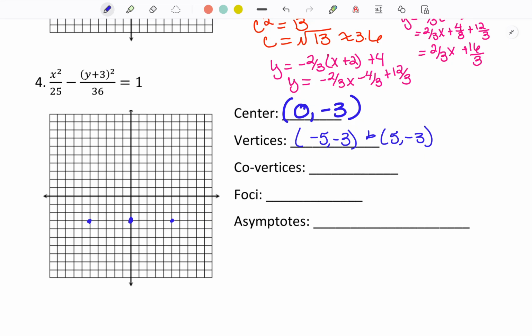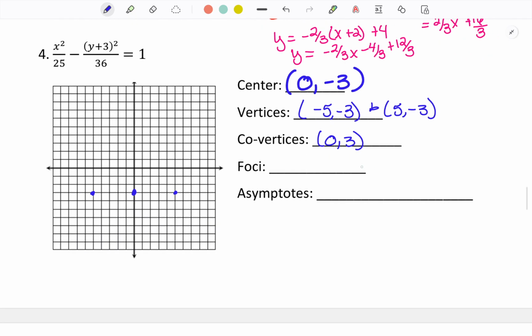And then our co-vertices, we're going to be at (0, 3) and (0, -9), because we need to be plus or minus 6. So 1, 2, 3, 4, 5, 6. And of course we can add in our box. And there we go.